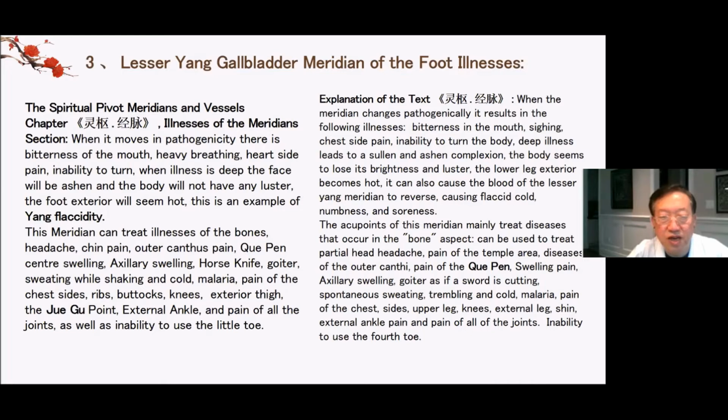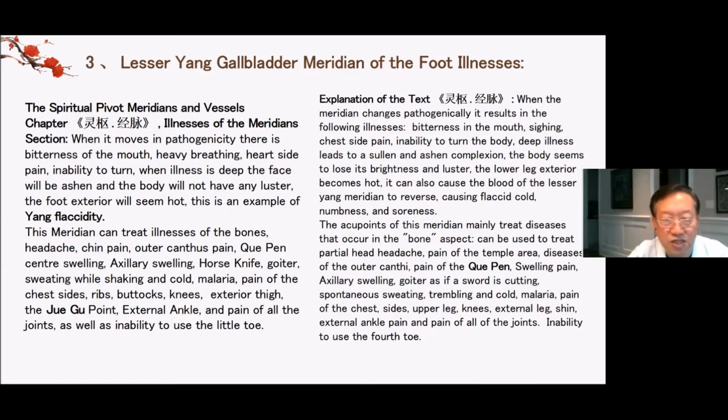This meridian can treat illnesses of the bones, headache, chin pain, outer canthus pain, chui pen center swelling, axillary swelling, horse knife goiter, sweating, shaking and cold, malaria, pain of the chest sides, buttocks, knees, and exterior thigh, the Zhui Gu point, external ankle, and pain of the joints, as well as inability to use the little toe.